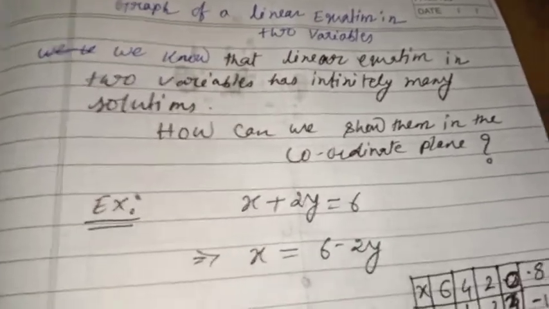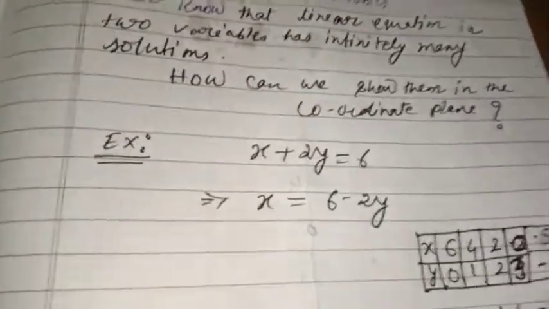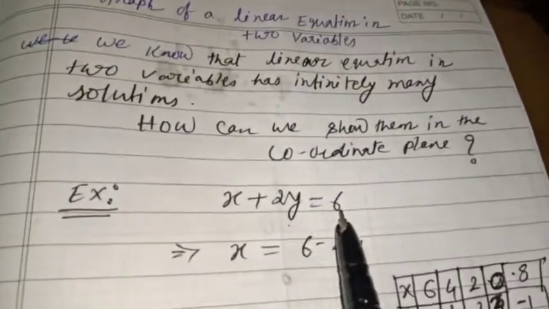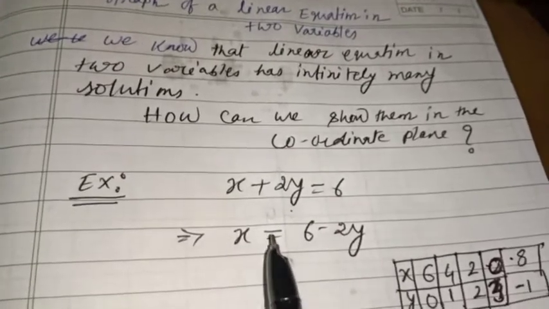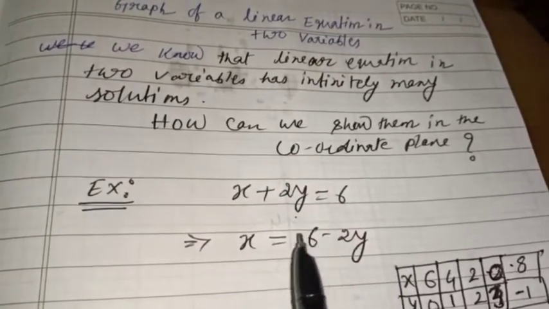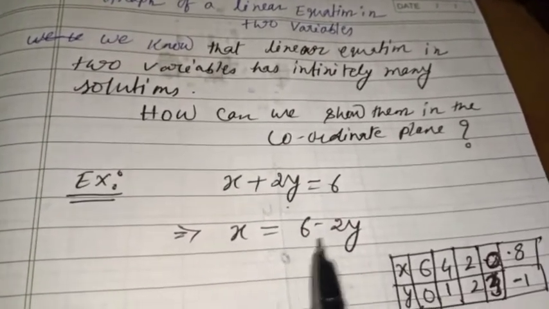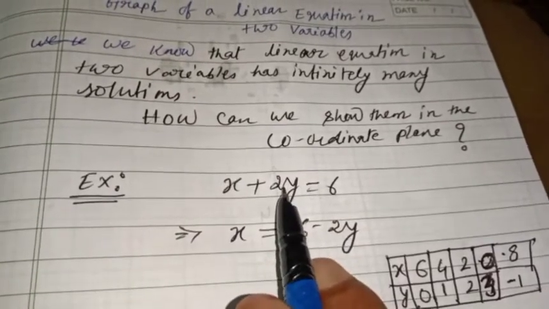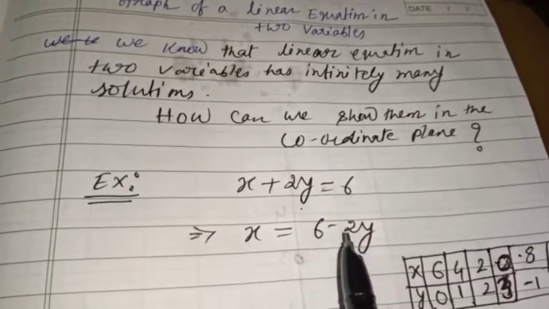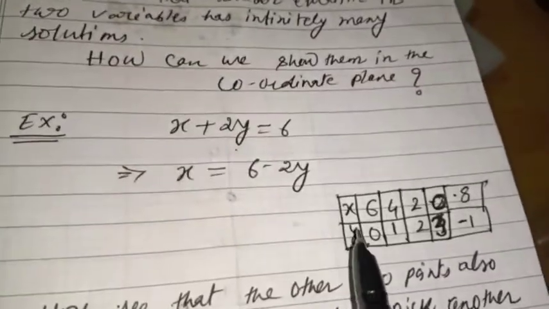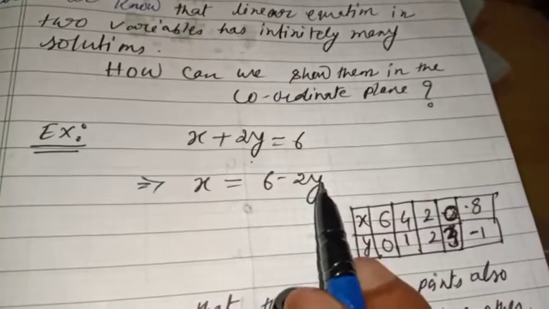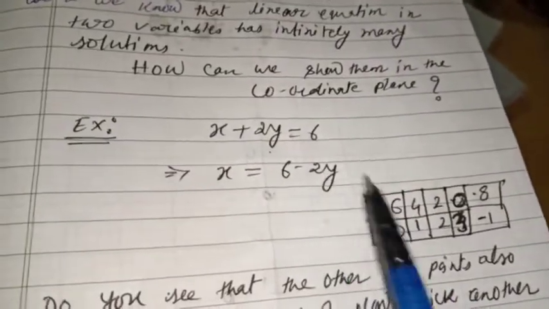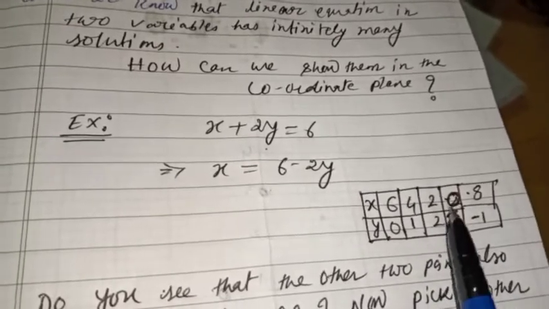See, for example, we have the equation x plus 2y is equal to 6. So let us find some solutions. Suppose I express x in terms of y: x is equal to 6 minus 2y, because 2y is positive, so when you transfer it to the right-hand side it will be minus. Now see, if you put y is equal to 0, then 2 zeros are 0, and what is left? 6.